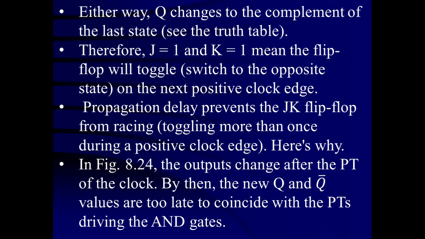See the truth table. Therefore, J is equal to 1 and K is equal to 1 means the flip-flop will toggle. It switches to the complement output state, the opposite state, on the next positive clock transition.